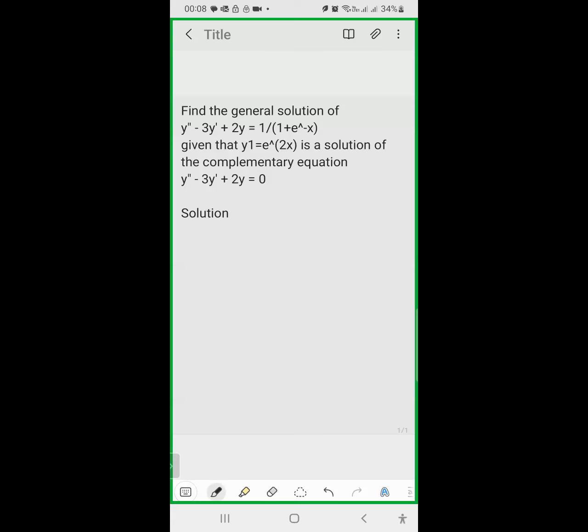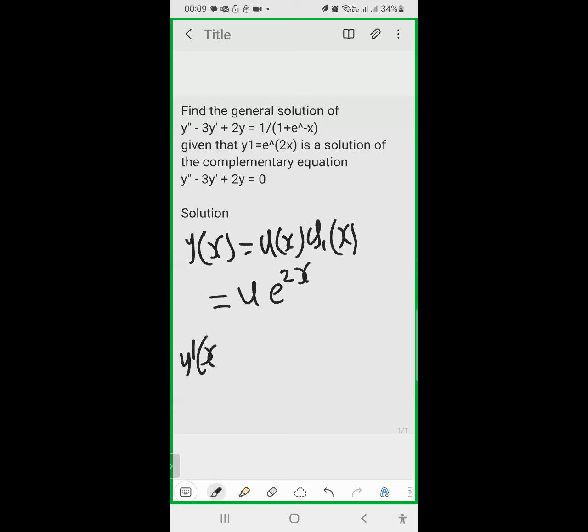So by the method of reduction of order, we firstly assume that our general solution y of x is in the form of u of x multiplied by y1 of x. And so this is then going to be equal to u multiplied by y1 of x, which is e to the power 2x. Then from here, we're going to find the first derivative of y of x, which is going to be given by u prime e to the power 2x plus 2u e to the power 2x.